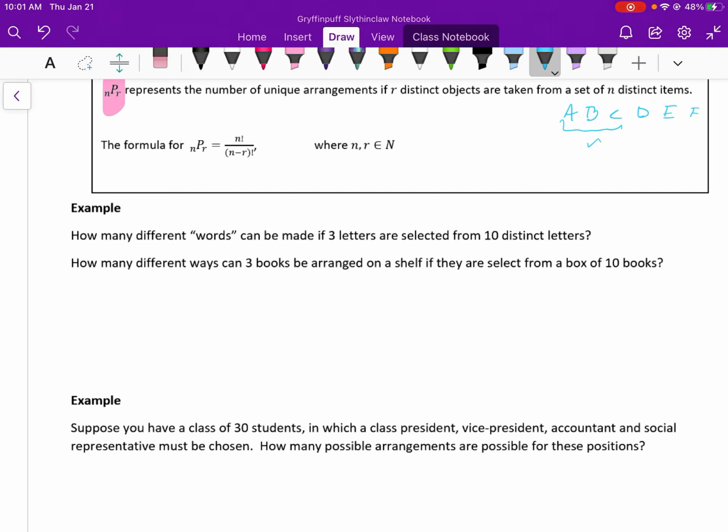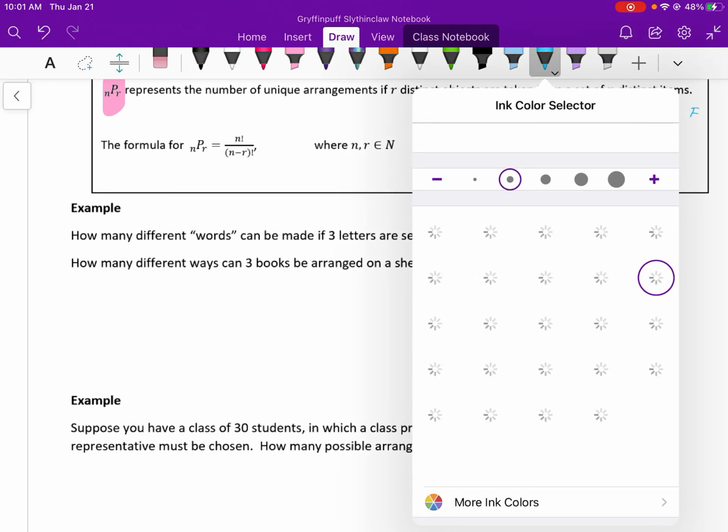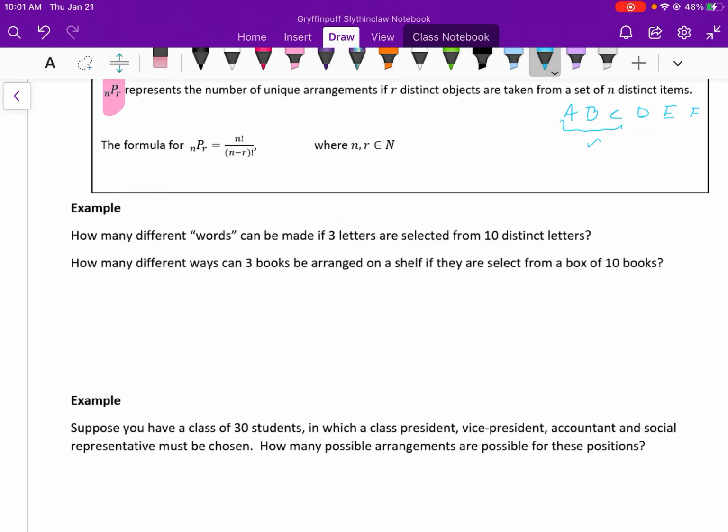But order matters. How many different words can be made if 3 letters are selected from 10 distinct letters? Here I no longer need to write out 10 distinct letters. Here I am selecting 3 letters out of 10, so 10P3. And my calculator has this function available to me. Now, I'm going to move on to the next question.